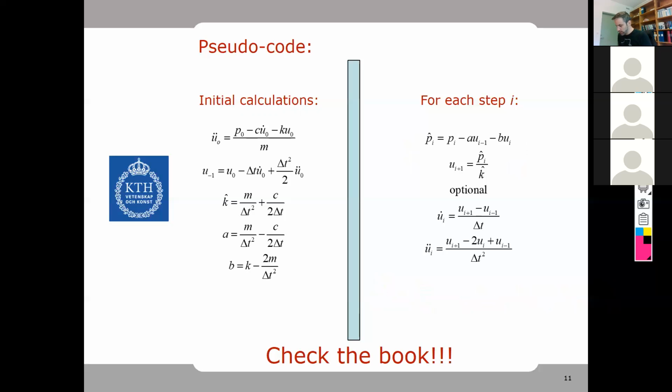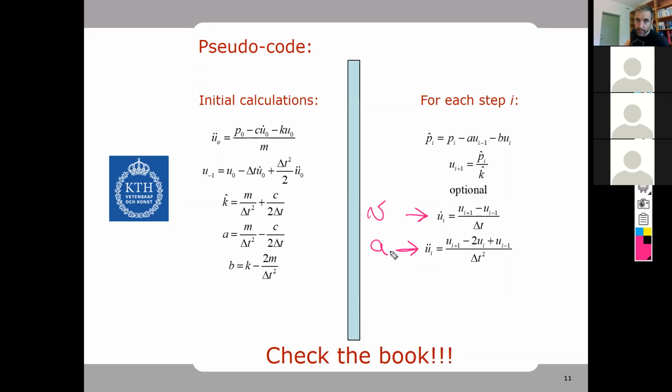In this method, we can, if we want, also calculate the speeds at each time step using this formula, and the accelerations using these formulas. This is the speed and this is the acceleration. But of course, it's not required. It's not an integral part of the method. If we're only interested in the displacement, then we only calculate the displacement.